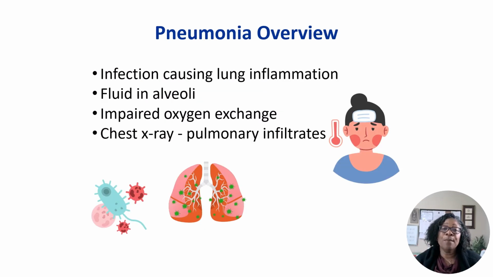Now, pneumonia is an oxygenation problem. Pneumonia occurs when there is an infection causing inflammation and fluid accumulation in the lungs. The fluid interferes with the ability of oxygen to move from the lungs into the bloodstream. As a result, pneumonia's primary problem is oxygenation failure. So, what are you going to see?